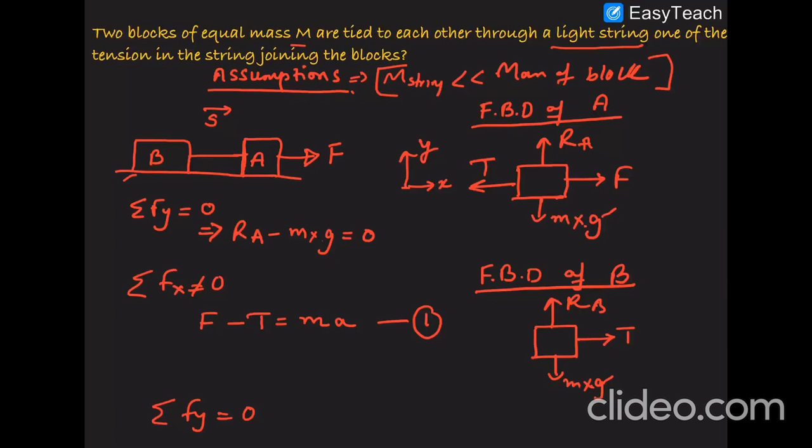There are two blocks A and B of equal mass, and they are tied by a rope or a light string, which has tension. Suppose I consider it T. Now you are pulling that block along this line by a force F. And what is the thing they want to know? They want to find out the tension in the string joining the two blocks. That is, they want to know the value of T.